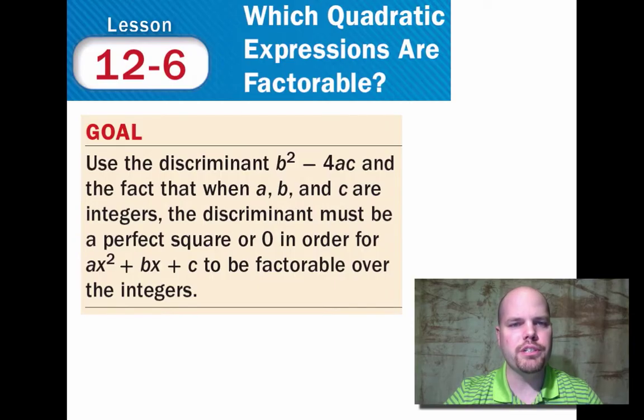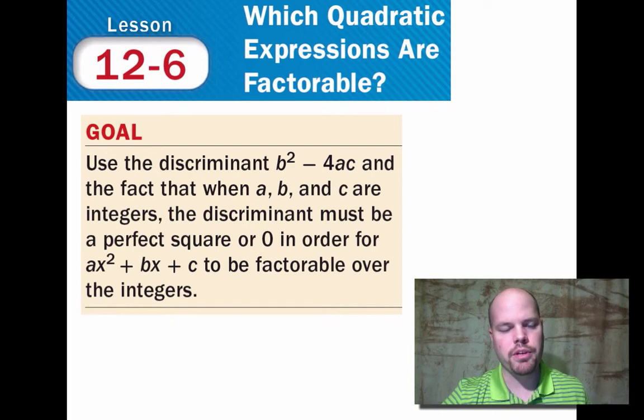In lesson 12.6 we'll be looking at which quadratic expressions are factorable, because we know that some are not. So we're looking at a quick way to see if it is factorable over the integers or not. Our goal will be to use the discriminant, b squared minus 4ac, and the fact that when a, b, and c are integers, the discriminant must be a perfect square or 0 in order for ax squared plus bx plus c to be factorable over the integers.